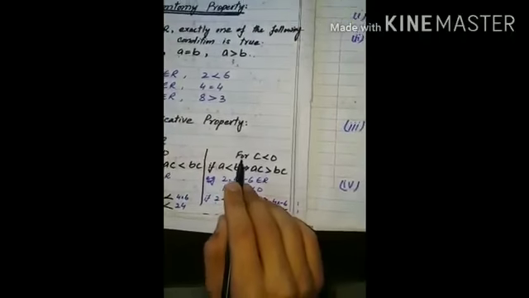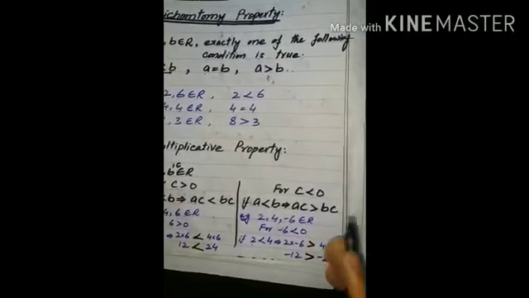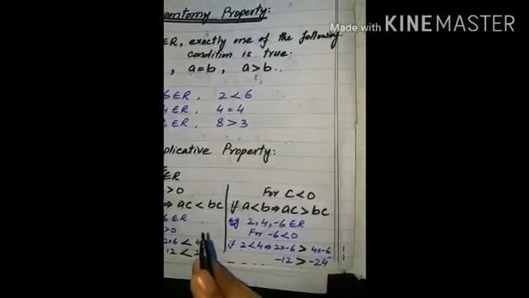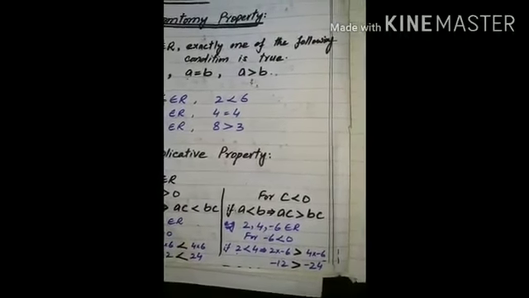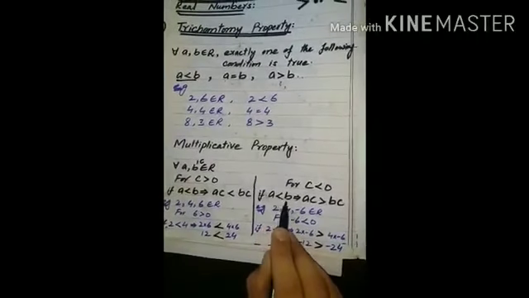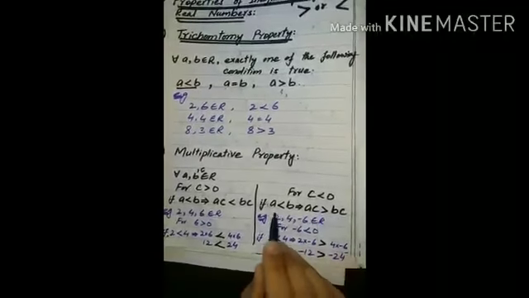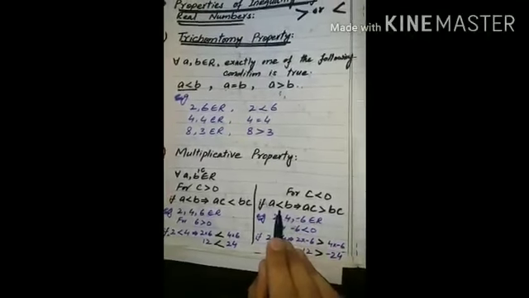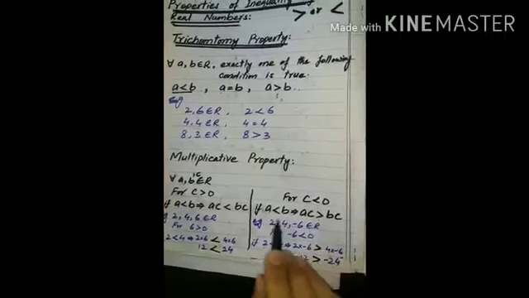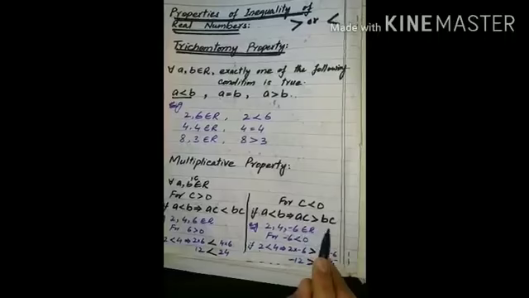Now here we have C when C is less than 0, which means we can take instead of C -1, -2, -3, and so on. So now if we have the relation between A and B, if A is less than B, this implies that AC is greater than BC. If you look here, the sign of the inequality is changed, because we have multiplied a negative number on both sides of this inequality.